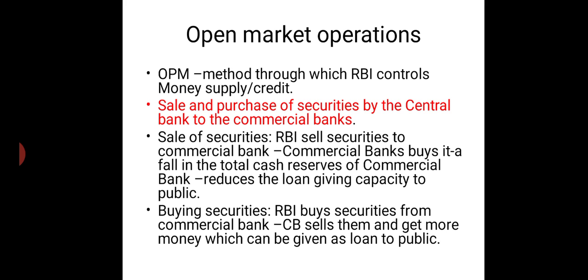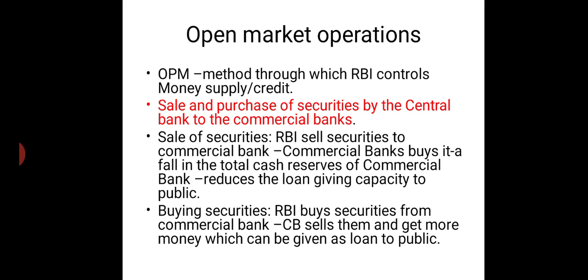Just like when I sell a product to you and you give me money, I'm taking away your money and giving you a product. In the same way, sale and purchase of securities will be done by the central bank to the commercial banks. Commercial banks will have to buy the securities sold by RBI. When they do that, the reserves they have kept for giving loans to the general public reduce. So their loan-giving capacity to the public reduces.